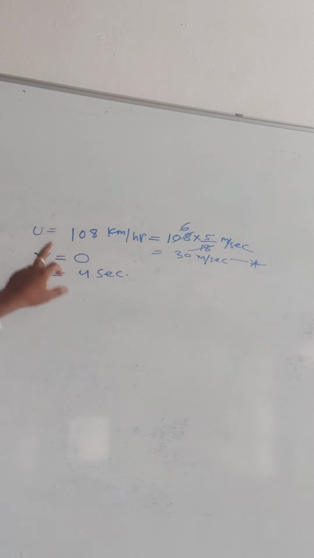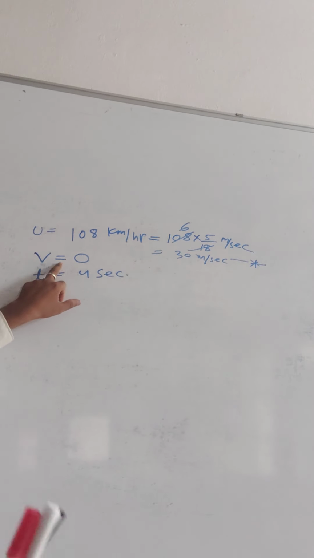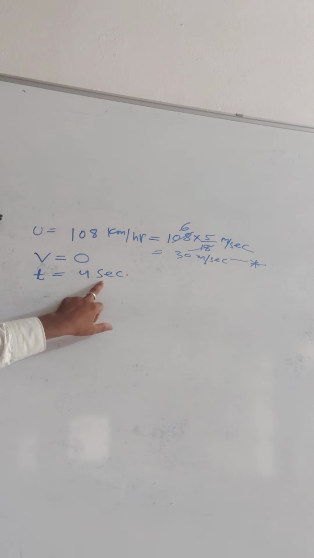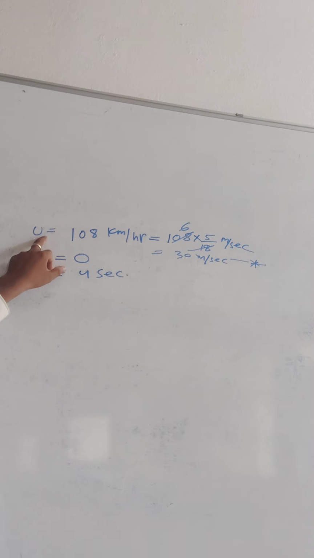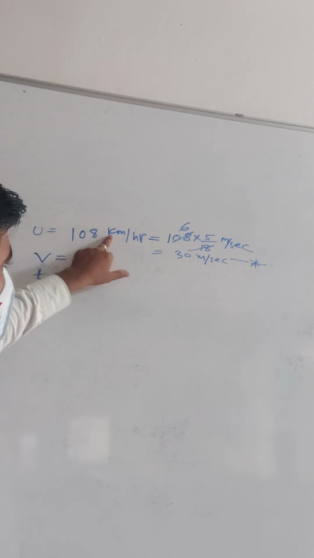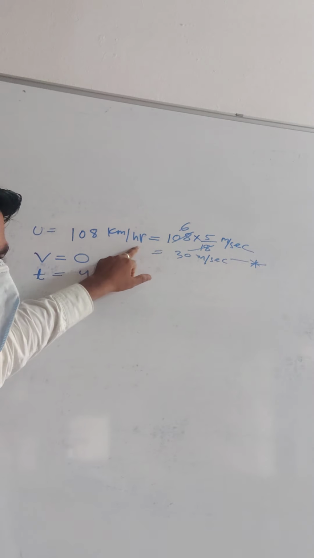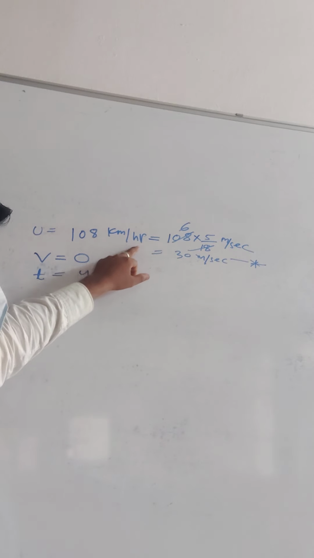Okay, listen, beta. According to the question, a motor car is moving with a velocity of 108 kilometers per hour. You applied the brake. After 4 seconds, the body is at rest. That means final velocity will be 0. Yes or no? Yes, sir. So, the most important thing, here the time is mentioned in seconds and here the time is mentioned in hours. Clear my point?